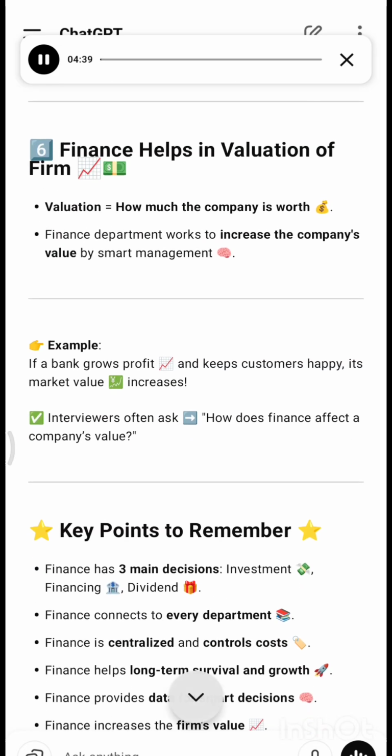Number 6, finance helps in valuation of the firm. Valuation means how much the company is worth. The finance department works to increase the company's value by smart management. Example: if a bank grows profit and keeps customers happy, its market value increases. Interviewers often ask, how does finance affect a company's value?